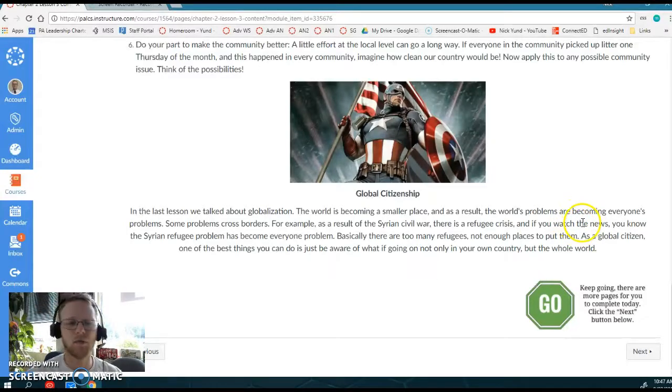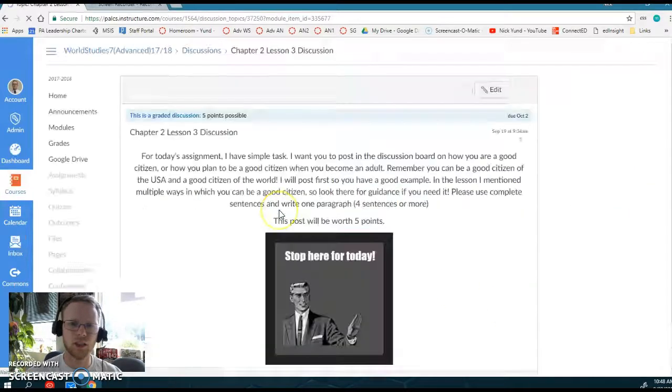As a global citizen, one of the best things that you can do to be a good global citizen is just to be informed on those matters. Don't believe everything you hear on TV or read on the internet. You kind of have to look at multiple sources and draw your own conclusions. Alright, that's our lesson in a nutshell.